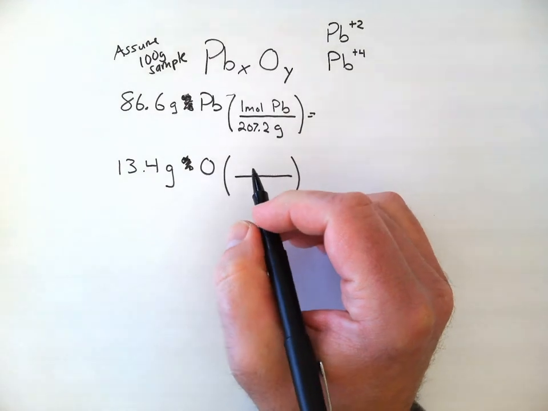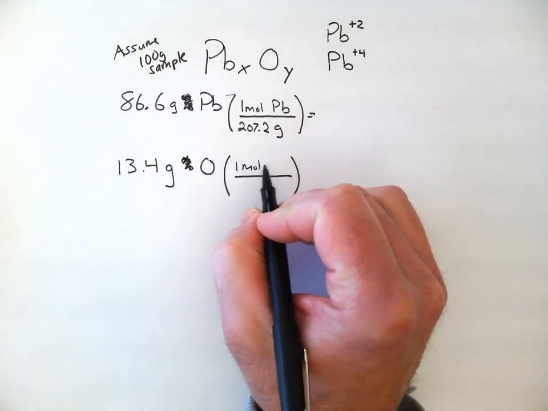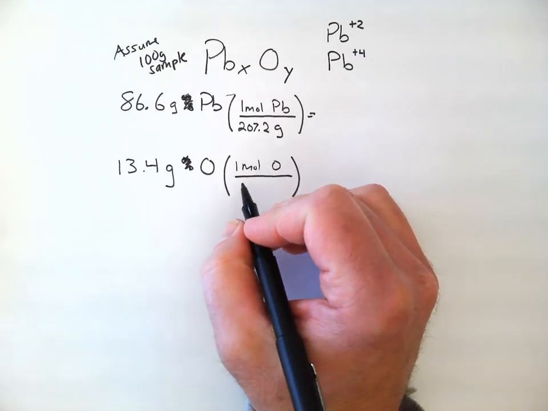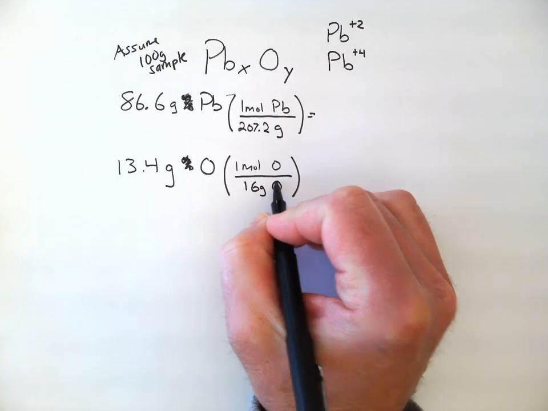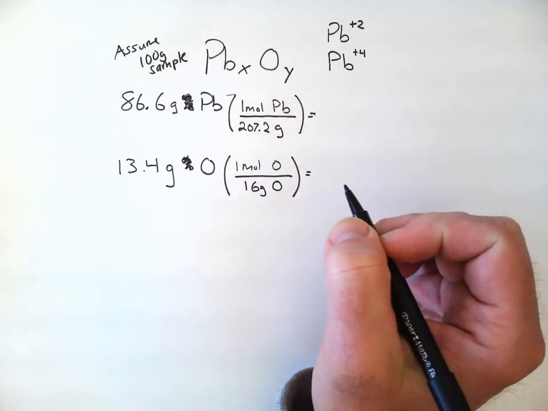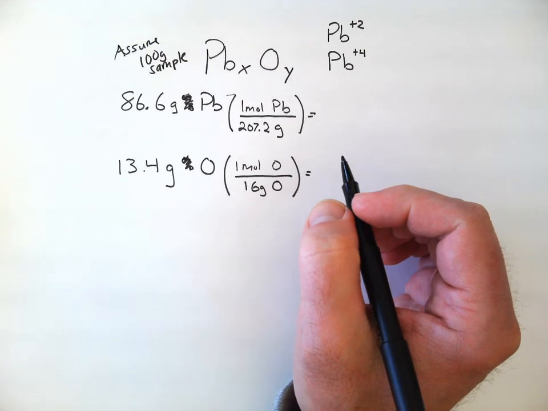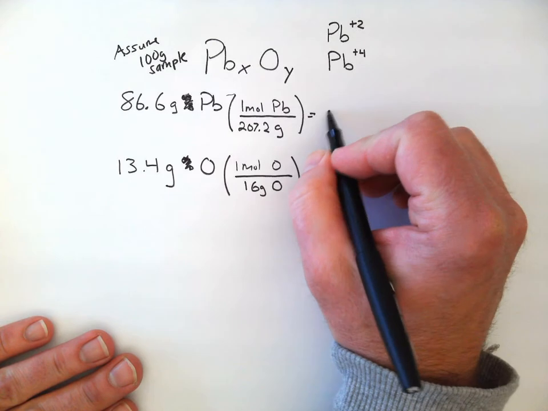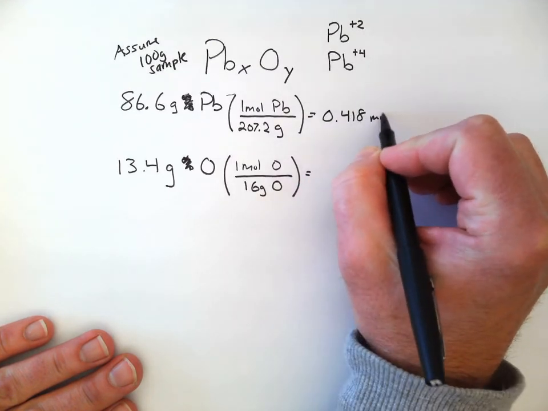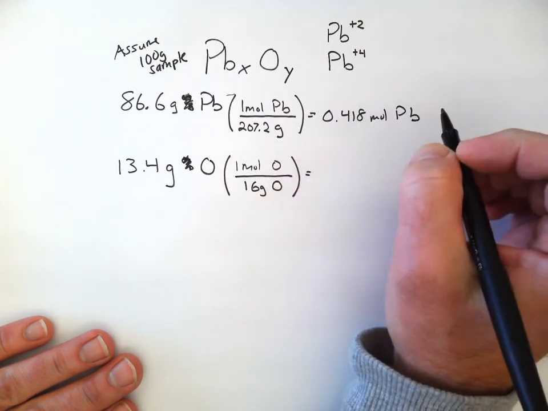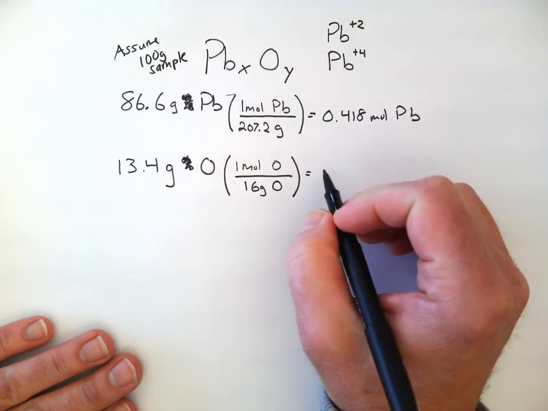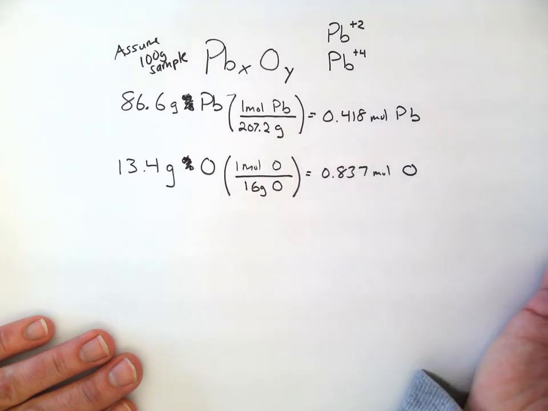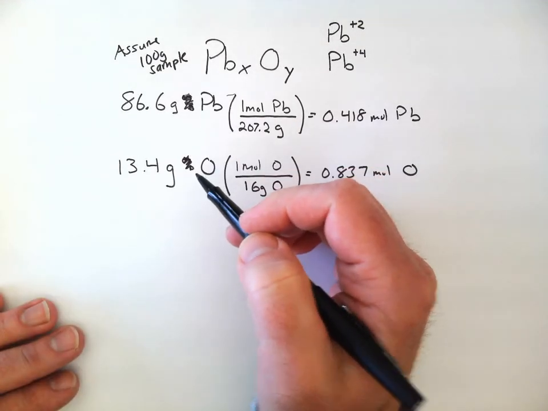Going over to oxygen, which is at the top of the periodic table, you'll find that oxygen weighs 15.999 something grams, but I'm telling you right now, it's totally okay to just round that and just do 16. Keep things simple. Then we're going to do some math, and we'll find out that 86.6 divided by 207.2 gives me 0.418 moles of lead. And 13.4 divided by 16 gives me 0.837 moles of oxygen. So I've started with grams, changed it into moles.